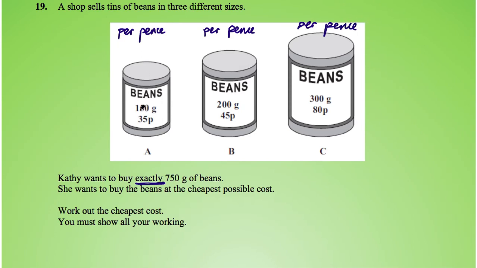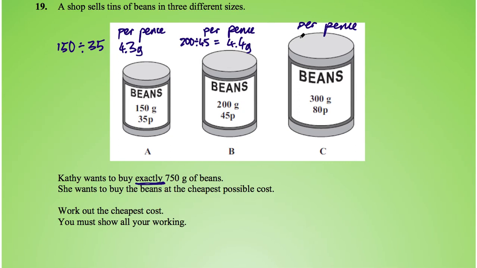So if she gets 150 grams for 35 pence, we're going to divide by 35 to get it by a single pence. So 150 over 35 is 4.3 grams per pence. 200 divided by 45, again per pence, gives you 4.4 grams per pence, so that one's cheaper.